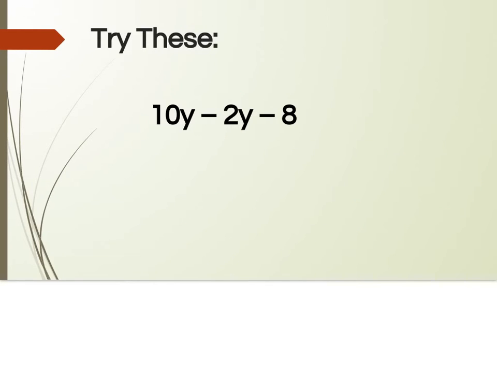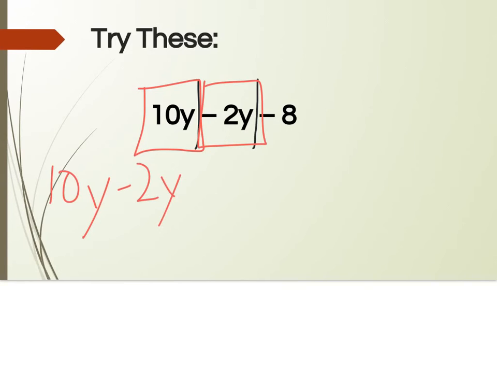10y minus 2y minus 8. We have a 10y, we have a negative 2y, and a negative 8. You can combine the 10y and the negative 2y since they both have y's, and then you just have a negative 8 by itself. You can combine the y's.